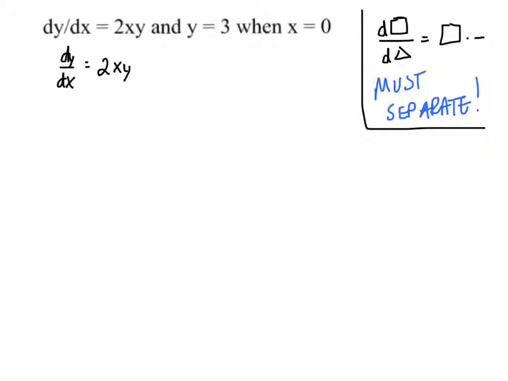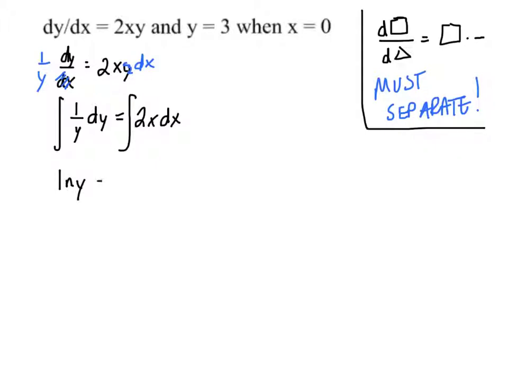Okay, have to. So first thing, I'll multiply both sides by dx. Divide both sides by y. So I have 1 over y dy equals 2x dx. Integrate. So we separate, we integrate. The natural log of y is equal to x squared plus c. At this point, you could solve if you wanted to for the constant, or we could wait until the end. I'm going to wait till the end in this case.